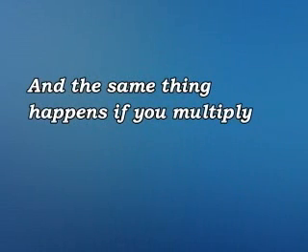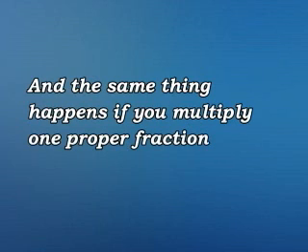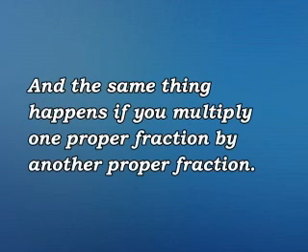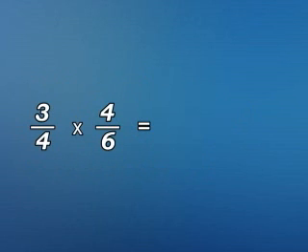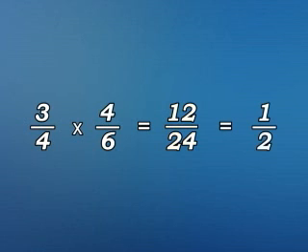And the same thing happens if you multiply one proper fraction by another proper fraction. Look at this. 3/4 times 4/6. That's 3 over 4 times 4 over 6. 3 times 4, that's 12. 4 times 6, that's 24. If we reduce 12 over 24 to its simplest form, we get 1/2. So the result gets smaller and smaller.